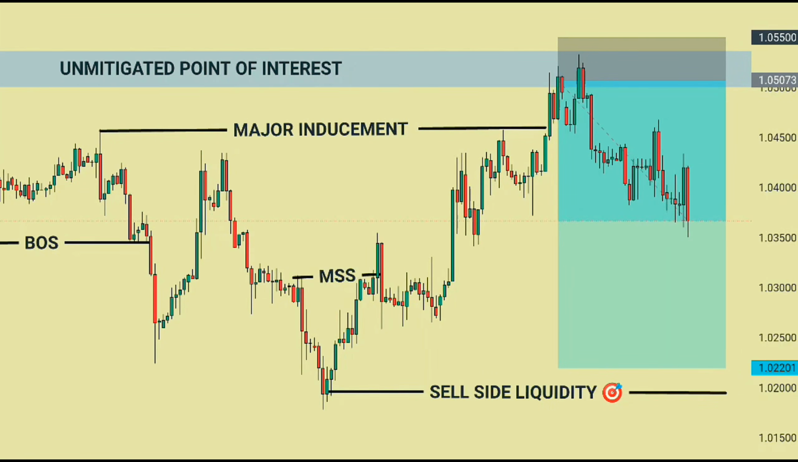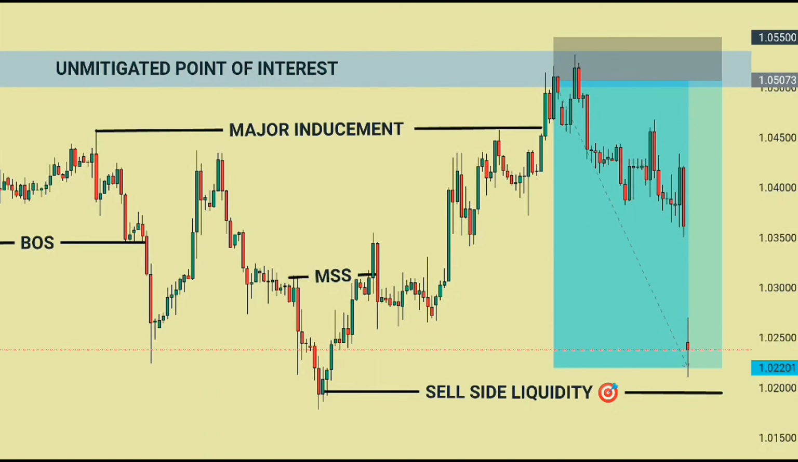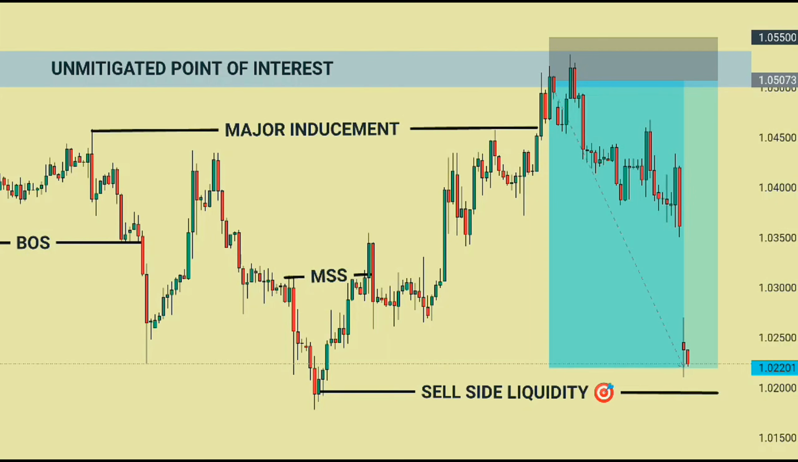So in this chart, we saw how the entire move was structured step by step. First, we identified the bearish break of structure. Then price pulled back into the point of interest. After that, we waited for market structure shift for confirmation. The market created inducement to trap buyers. Sell-side liquidity was taken. And finally, we executed the sell trade with proper risk management. When you start reading the market this way, you stop guessing and start understanding the logic behind price movement.